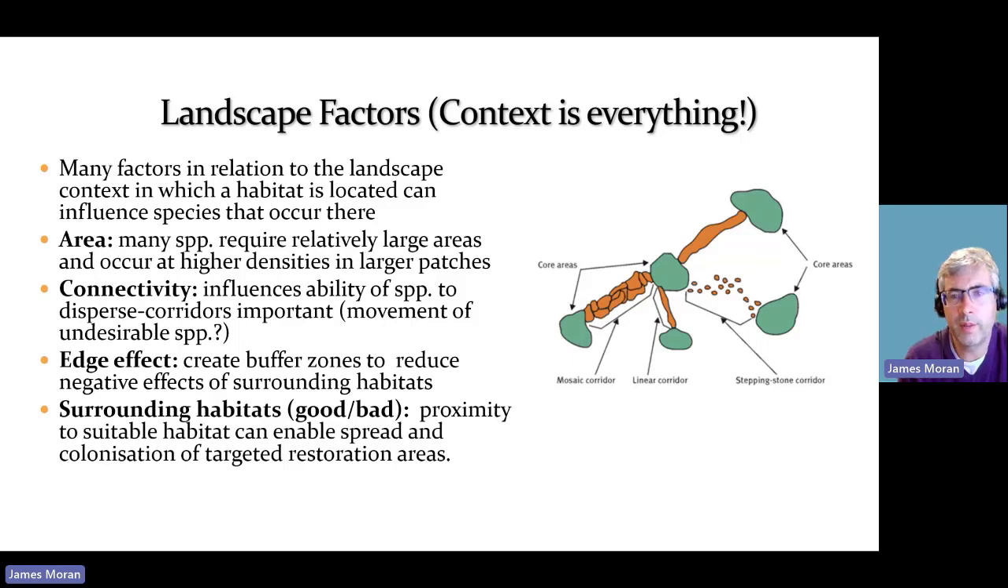Good quality surrounding habitat can act as a source area for colonization and spread of species into newly targeted restoration or rehabilitation areas. Essentially, in terms of landscape factors, context is everything.